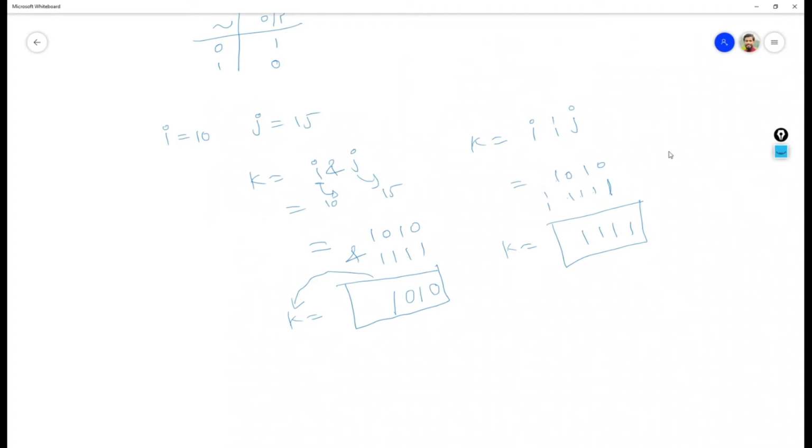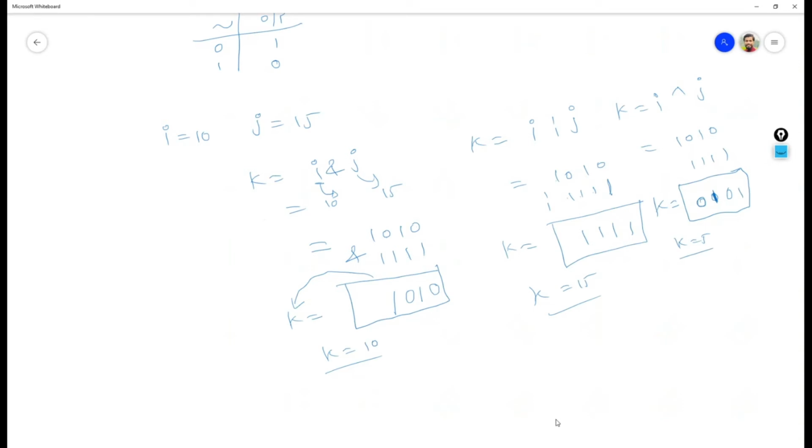Like that, you do XOR. Suppose k is equal to i XOR j. At that time 1 0 1 0 and 1 1 1 1. 0 and 1 is 1, 1 and 1 is 0, 0 and 1 is 1, 1 and 1 is 0. So the result is 5, which will be stored into k. So bitwise operation is performed with the bits.